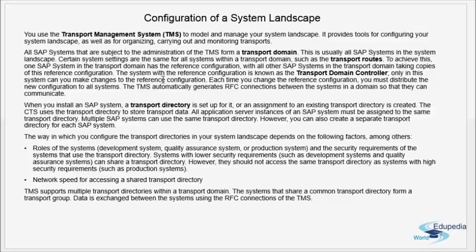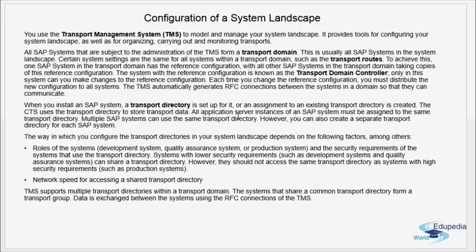The system with the reference configuration is known as the transport domain controller. That reference system is known as the domain controller. Only in this system can you make changes to the reference configuration. Each time you change the reference configuration, you must distribute the new configuration to all other systems. The TMS automatically generates RFC connections between the systems in a domain so that they can communicate.